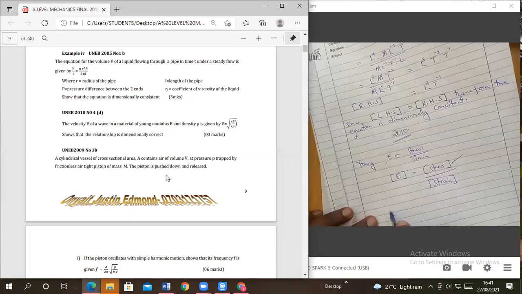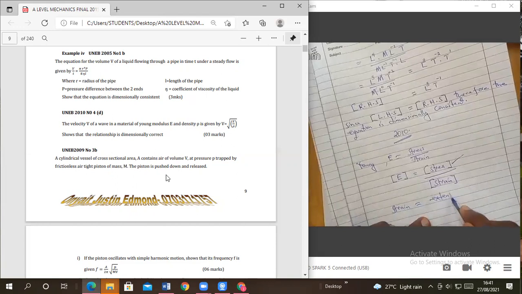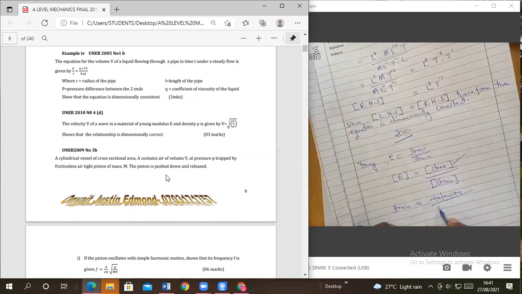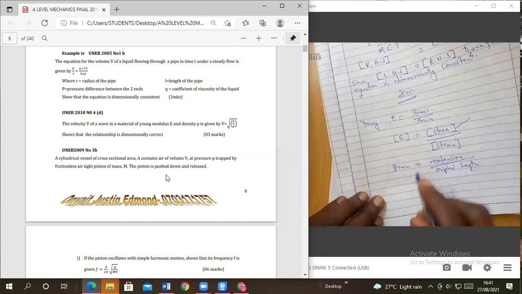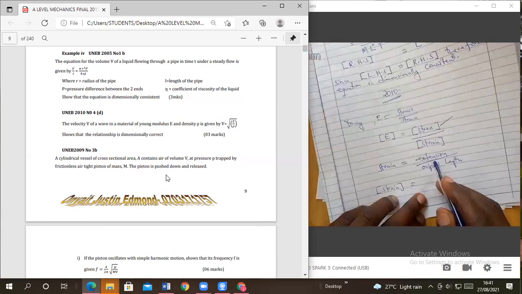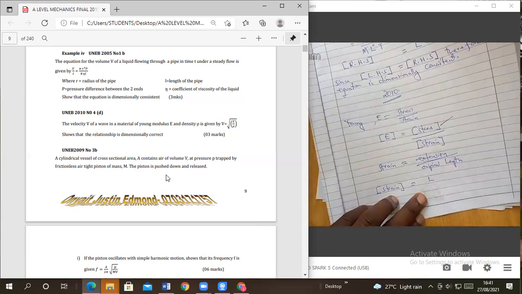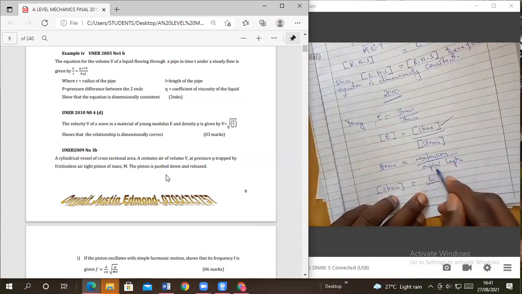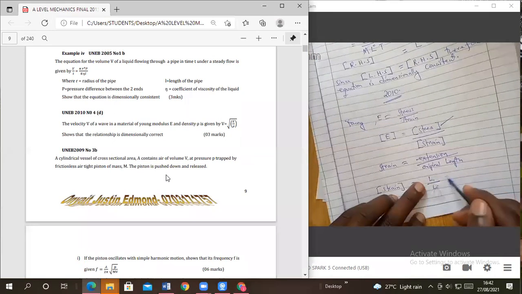What of strain? Strain is extension over original length. Now when it comes to dimension, extension is still length. You are still measuring length, so it becomes L. Original length is also length. You find this and cross out, so we remain with nothing.